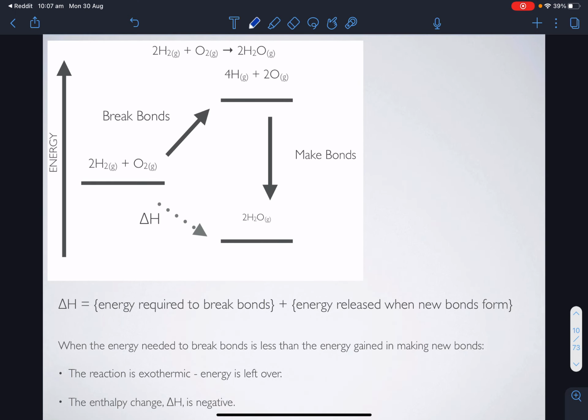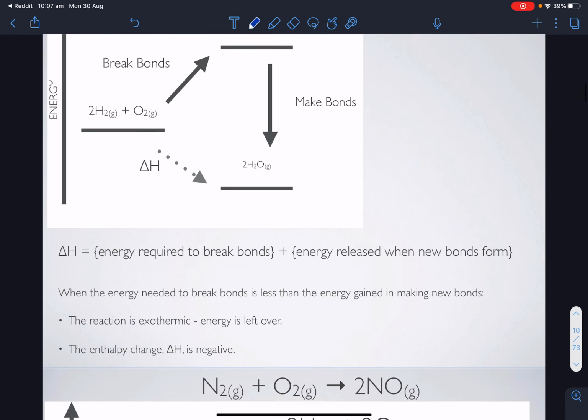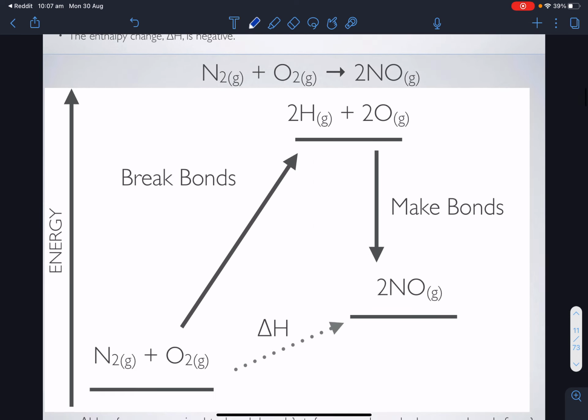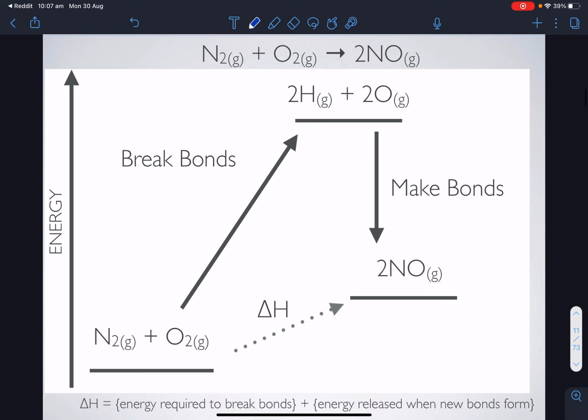Oh, that's exactly what I've just talked about in this slide here. Okay, oh look, I've given a different example here, one that's endothermic, okay? I've got nitrogen gas and oxygen gas going to two nitrogen monoxides, okay?